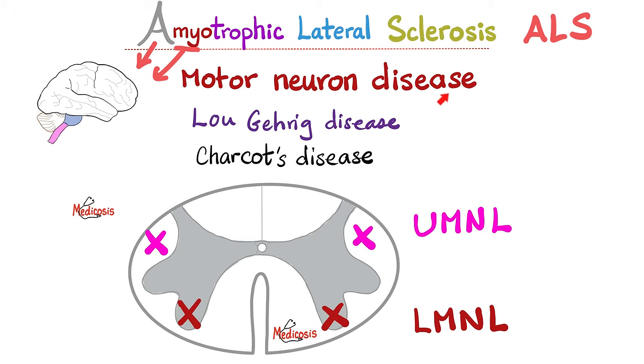Why do you call it motor neuron disease? Because it's a disease that affects nerve cells, causing motor deficits, not sensory deficits. Why Lou Gehrig's disease? Lou Gehrig was a famous baseball player in America who suffered from ALS. Why do we call it Charcot disease? Named after the famous neurologist of the 19th century, Jean-Martin Charcot.